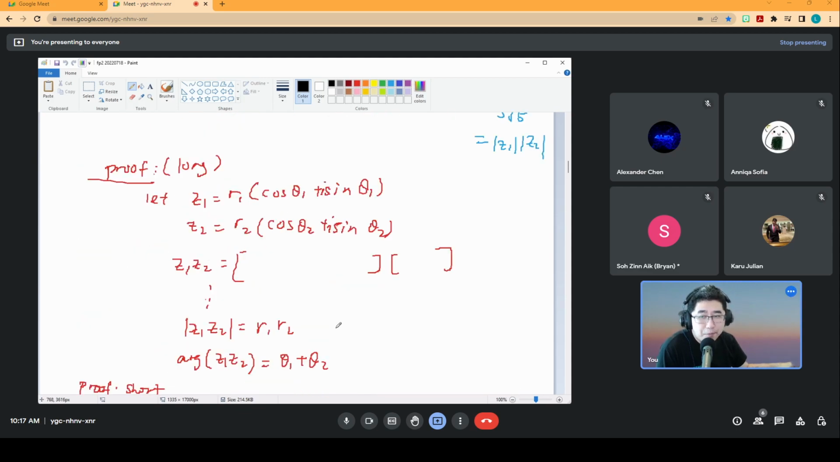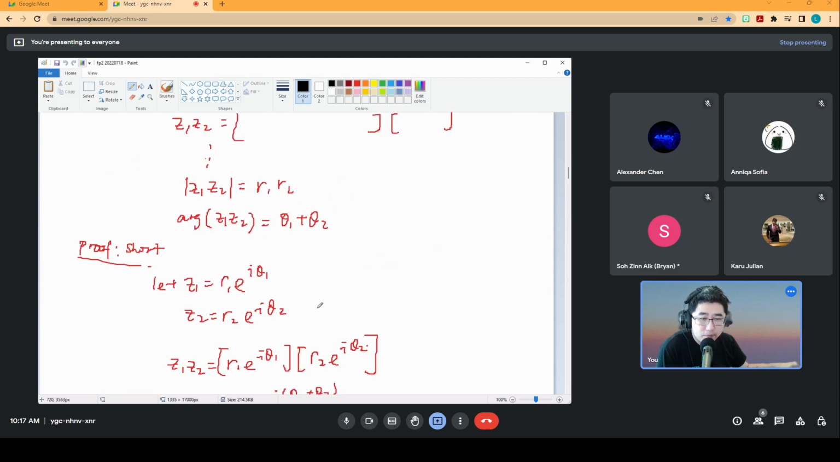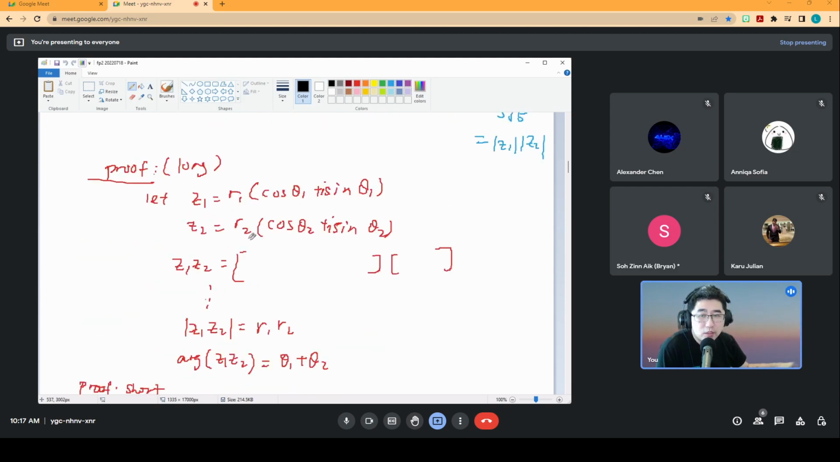The sad part is the question may ask specifically to prove it like this or like this. If they ask about the long proof, you need to show the long proof. You are expected to know. Do you still remember how to do it? There is a blank here.